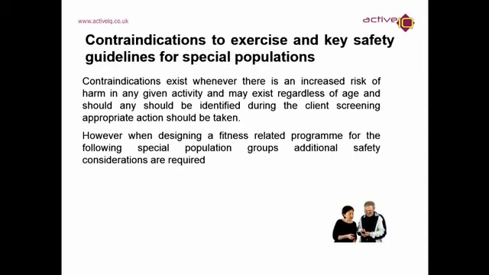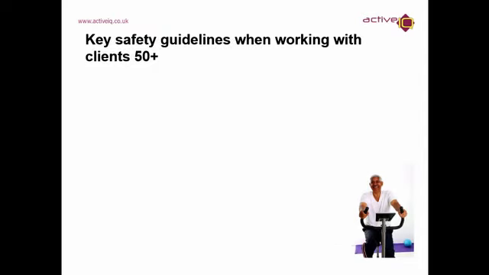We're going to kick off by looking at exactly what a contradiction is. Contradictions exist whenever there is an increased risk of harm in any given activity, and that could be because of the person's age, could be because of their ability, and when we design a program, we need to follow a special program for these groups to make sure that they're going to stay safe.